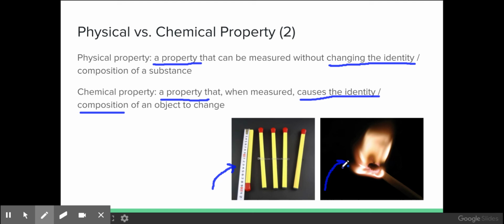A match is flammable. Flammable, adjective, a quality of that match. The only way that you can test the flammability of a substance is if you actually burn it. So another way of saying this is, if you want to know whether or not a property is a chemical property, can you measure that property without causing chemical change? If the answer is no, then it is a chemical property.